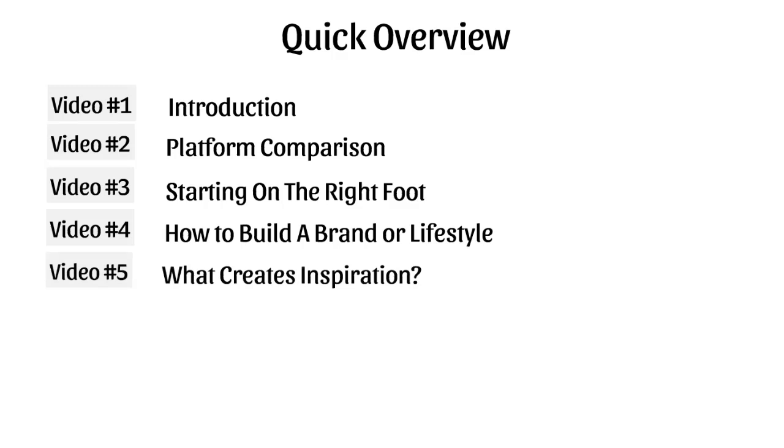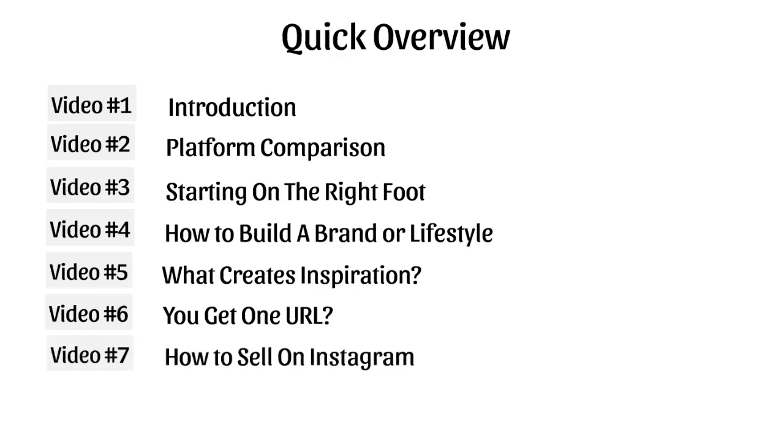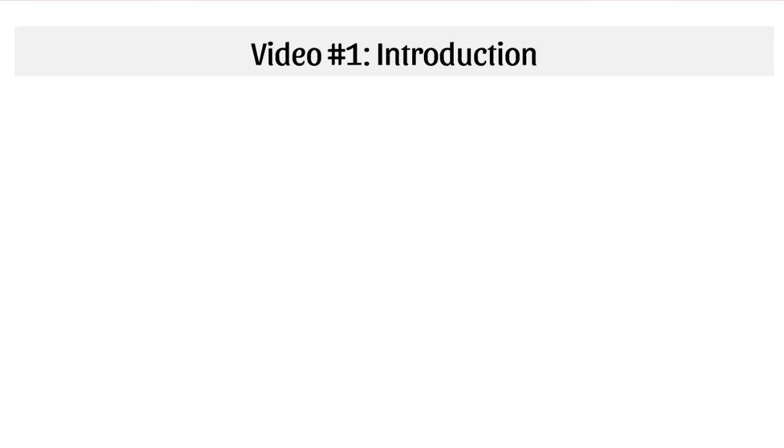Video number 5 is what creates inspiration. And it'll make more sense in just a minute. But video number 6, we're going to talk about you get one URL. And with Instagram profiles, you can't really put the link in all of your posts like Facebook. It's just one URL. So how do you make money with that? And we'll talk more about that in the later videos. So video number 7, we're going to talk about how to sell on Instagram. Video number 8, we're going to talk about sponsored posts and how you can make money with that as you grow and how you can use that to actually build your Instagram profile literally overnight.